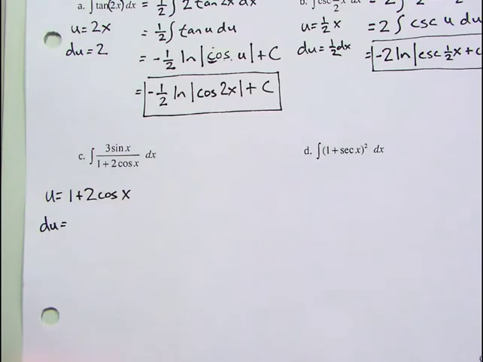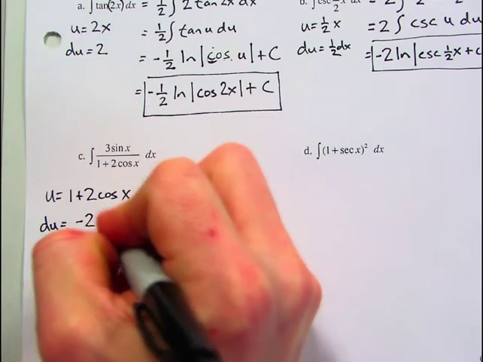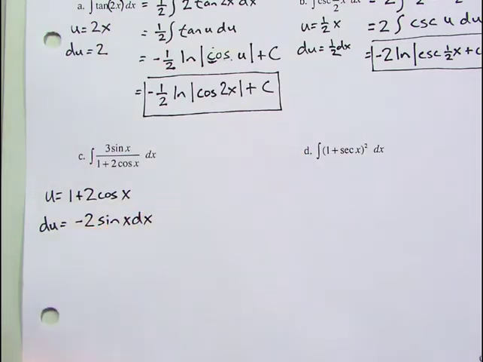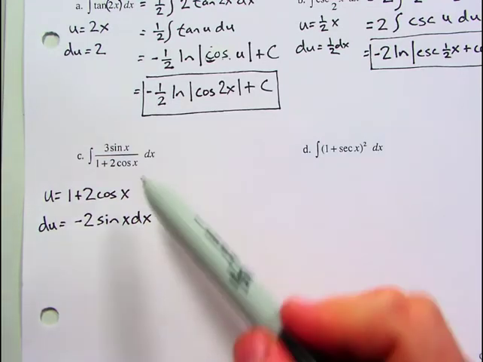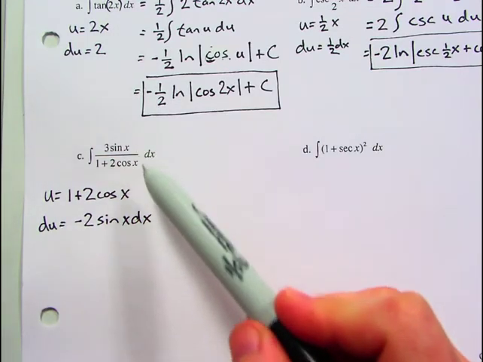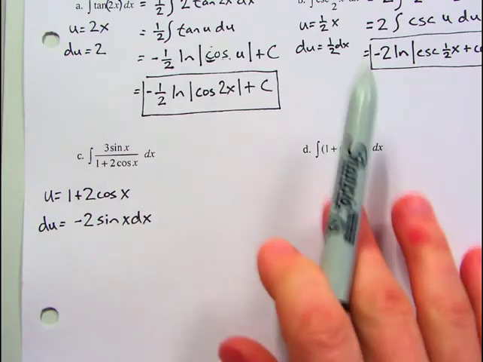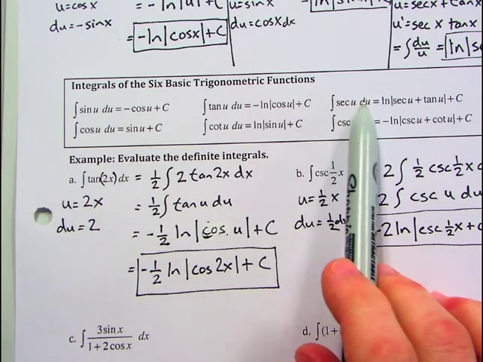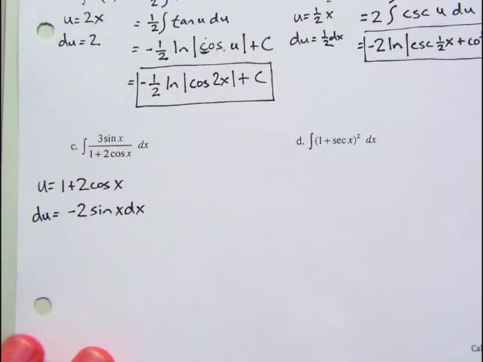And then you'll see that du equals negative 2 sine x dx. So we see this is almost in the form of u prime over u. So in this case, we don't use these yet, at least. Okay. So we want to make this u prime on top.